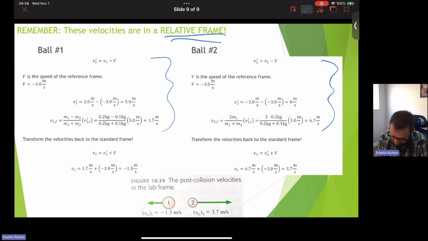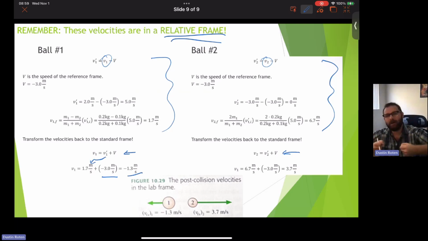So all we need to do, like over here in our first equation, is solve for V1 and V2. Okay, so I'm going to rewrite our equations. V1 equals the relative velocity plus big V, same on both sides. Okay, so I'm going to take this relative velocity we solved for the first ball and untransform it. And you'll notice I go from a positive velocity of 1.7 meters per second in the relative frame to a negative velocity, negative 1.3 meters per second.